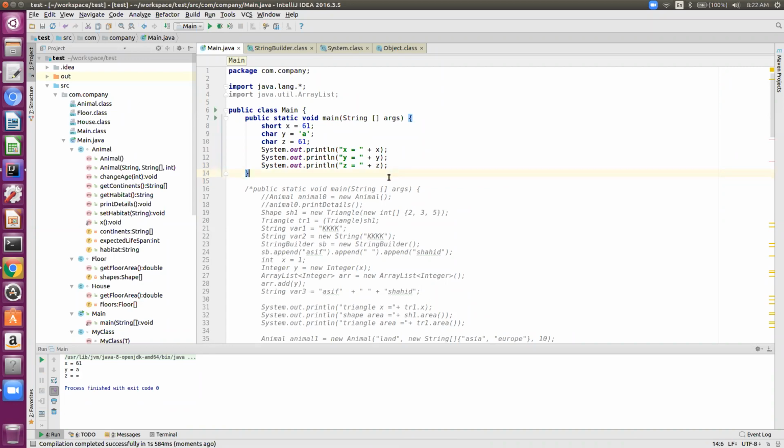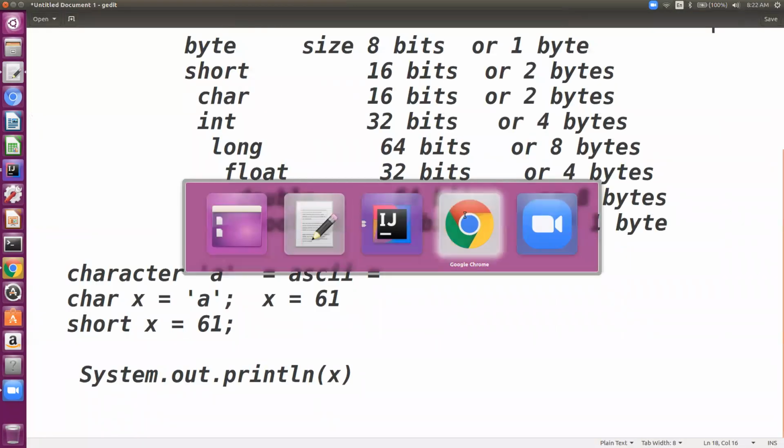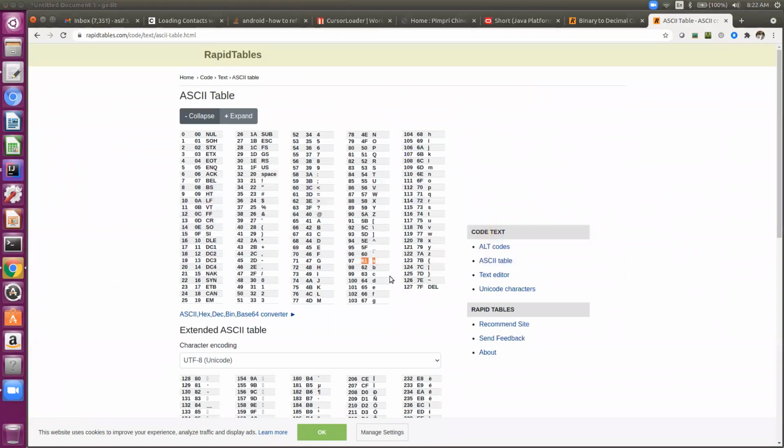Interesting. Is there a mistake which I have done? It should have printed A. Z equal to. Let me see, what am I doing wrong here? Oh, sorry.